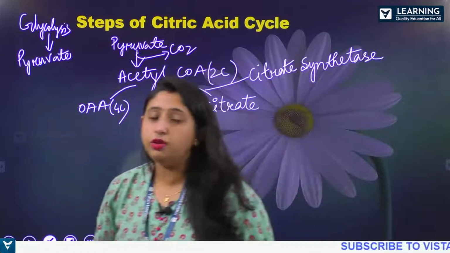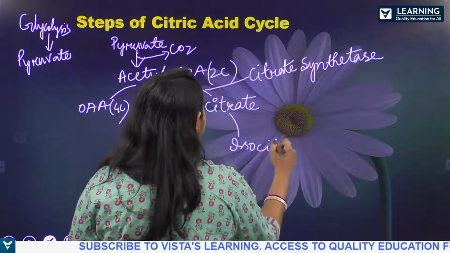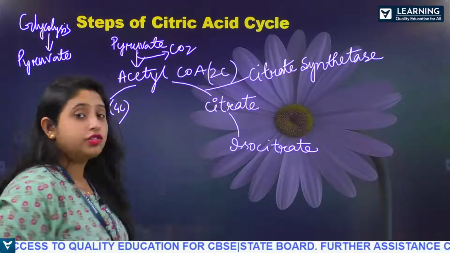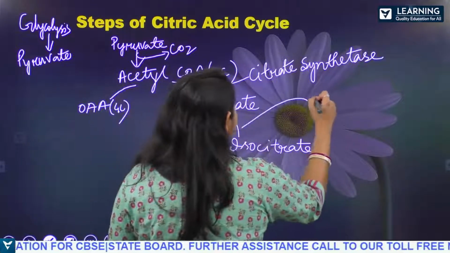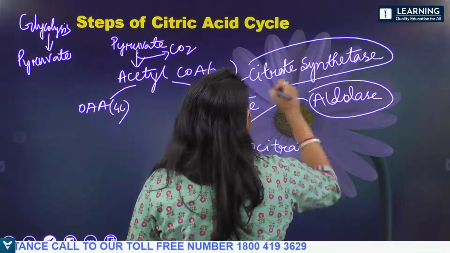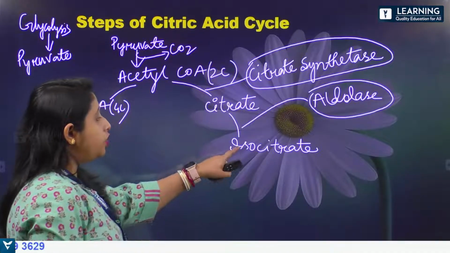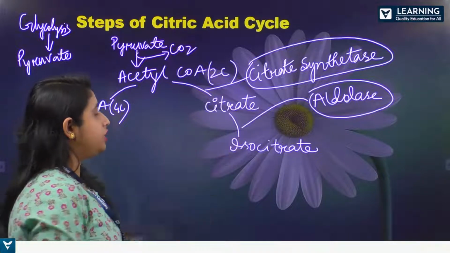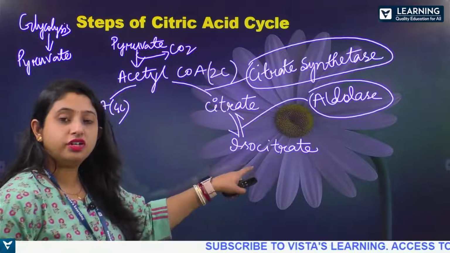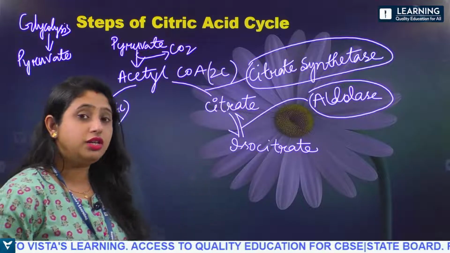Now this citrate will be further converted into isocitrate. The enzyme involved in the conversion of citrate to isocitrate is aldolase. Now here, an isomerization reaction takes place. The conversion of citrate and isocitrate is a reversible reaction, that is, isocitrate can convert back to citrate and citrate can convert to isocitrate.